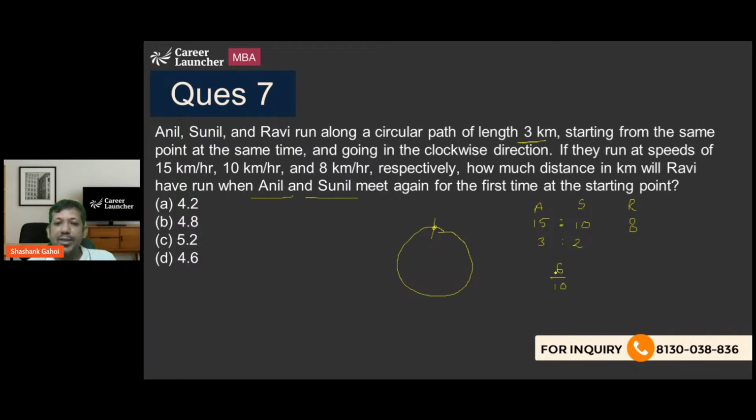Right? So basically they are going to meet in 0.6 hours, and the speed of Ravi is 8. So how much is Ravi going to run? That's going to be 4.8. So the answer of this question is going to be option B. That's going to be 4.8. So this is what we are going to do in this question. This question is not lengthy, not difficult, just a little tricky. I would say the language was a little confusing in this question, but it can easily be solved.